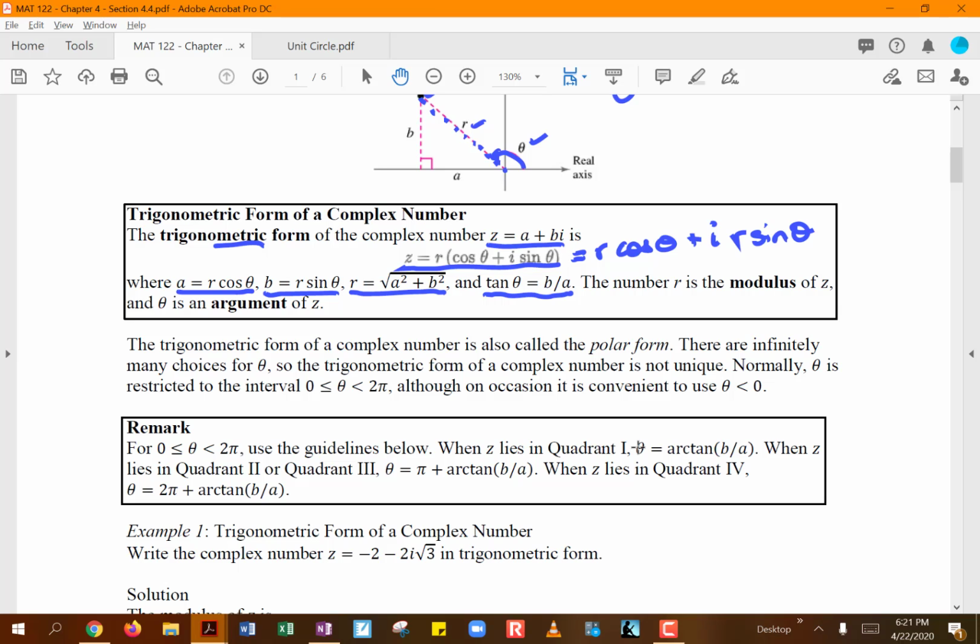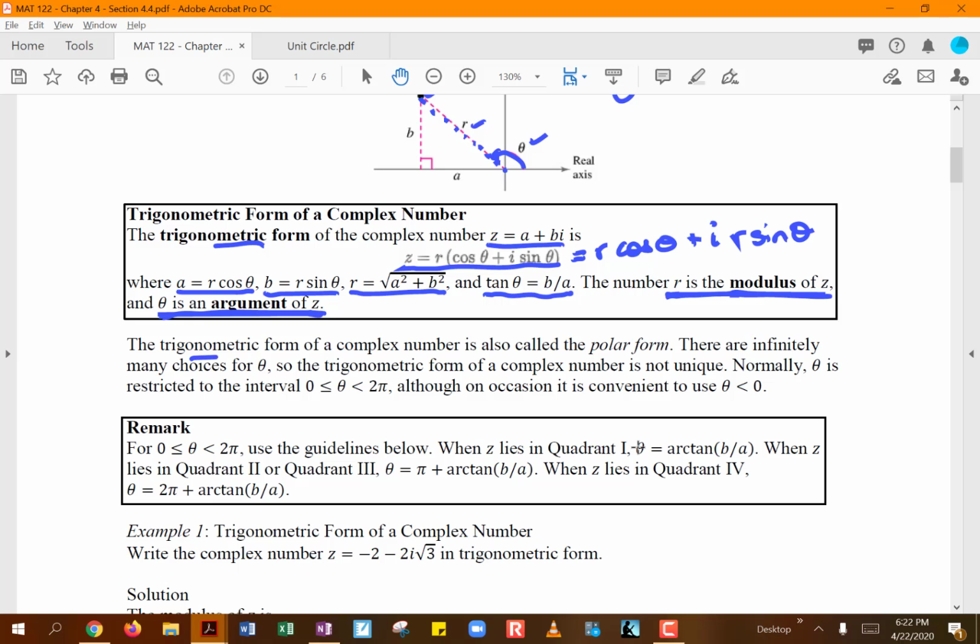So just as terminology, we refer to r as the modulus of z, because of course that's the modulus, or think about it as the absolute value from origin to that point (a, b). And then we refer to theta as the argument of z. Okay, so r is the modulus of z and theta is an argument of z.